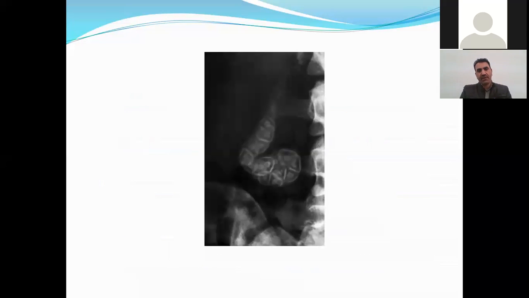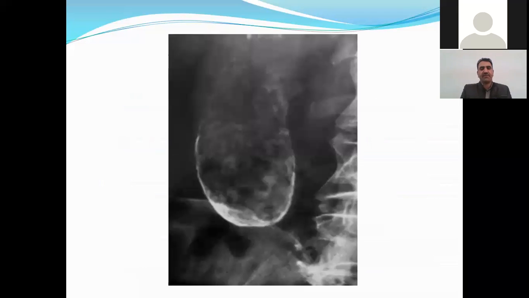This picture shows a plain radiograph of the abdomen with multiple radio-opaque stones within the gallbladder. And this picture shows a plain X-ray of the gallbladder with calcification of the wall. If you notice, along the wall boundaries of the gallbladder there is calcification, which is called porcelain gallbladder, and this is important because it is associated with malignancy at a rate of 25%.